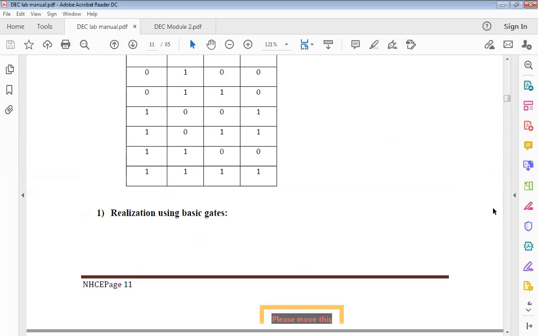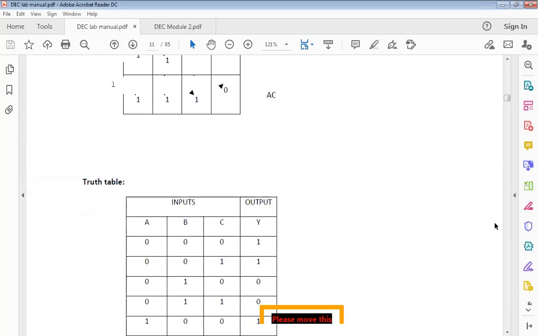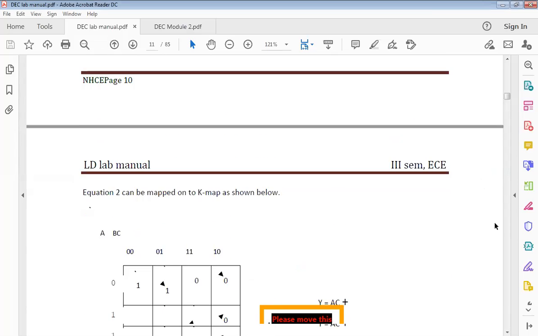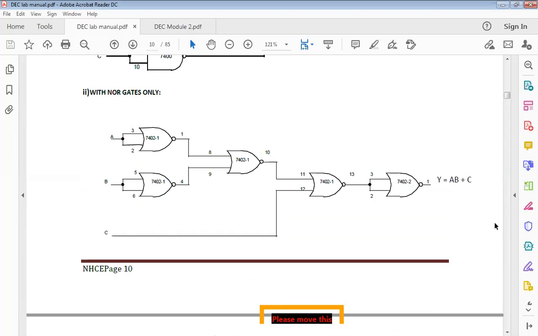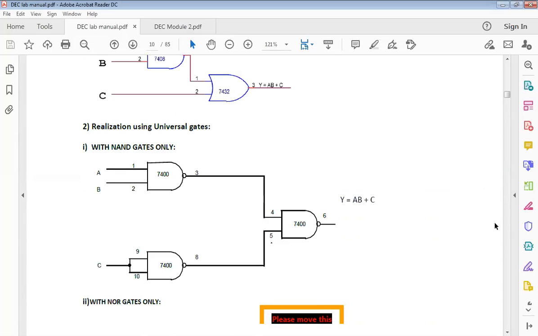Also, I will be posting this session that we have had so far, so that you can pause the video and note down all that I have taught you and put it in your observation notebook. And by the end of the day, you can scan it and upload it in the Google Classroom.